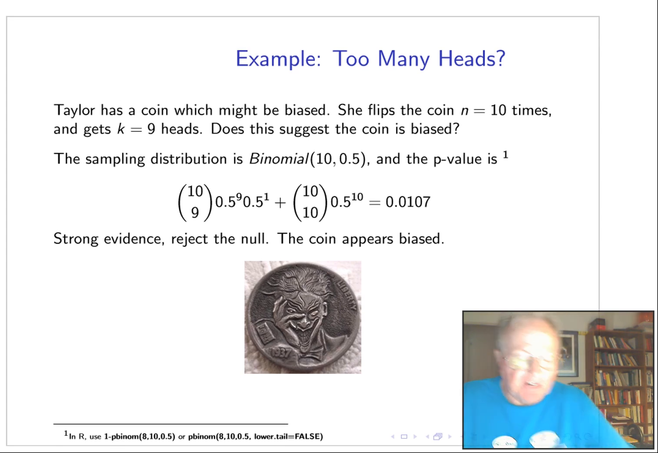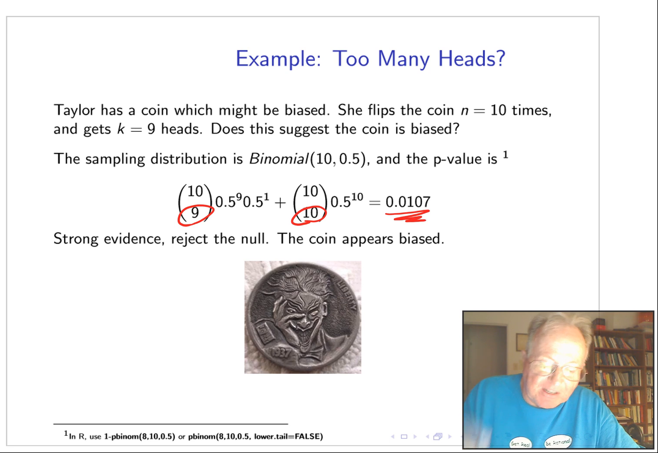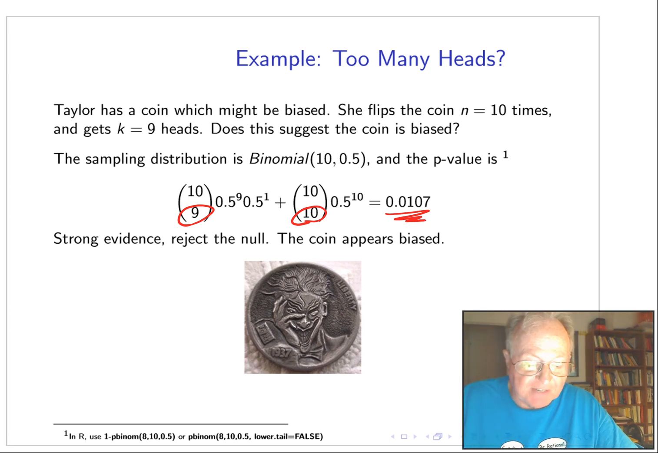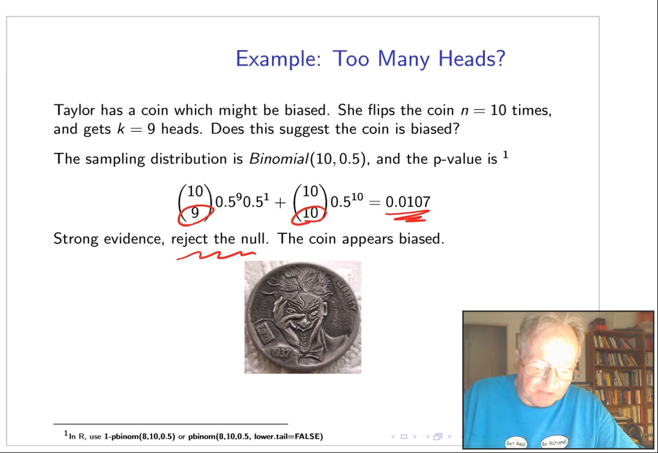So Taylor has a coin which might be biased. She flips a coin 10 times, gets 9 heads. Does this suggest the coin's biased? Well, calculate the p-value, which is just the probabilities of seeing 9 or 10. So here's 9, here's 10. Those are the two probabilities. We add them up, and the p-value is 0.0107. This is strong evidence, so we'll reject the null. The coin appears to be biased.